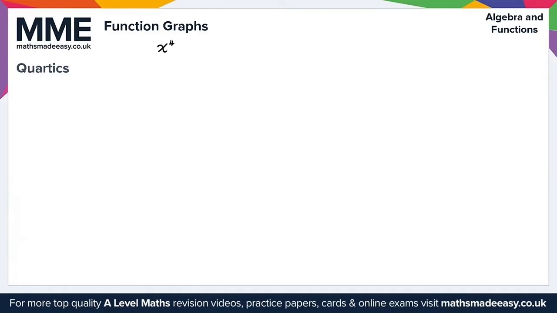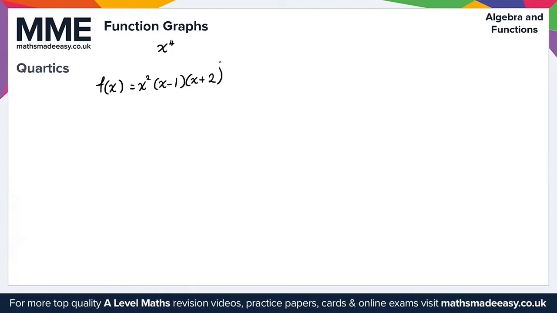Quartics with positive x to the 4 coefficients are positive for very positive and very negative x values. And quartics with negative x to the 4 coefficients are negative for very positive and very negative x values. So for example here, if we want to sketch the graph of f of x equals x squared times x minus 1 times x plus 2, how would we do this?